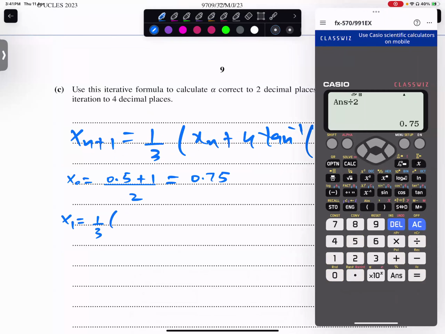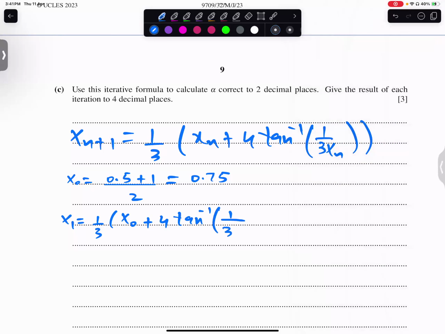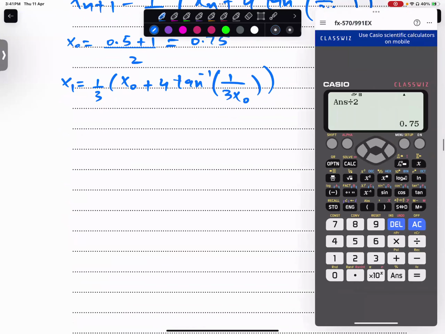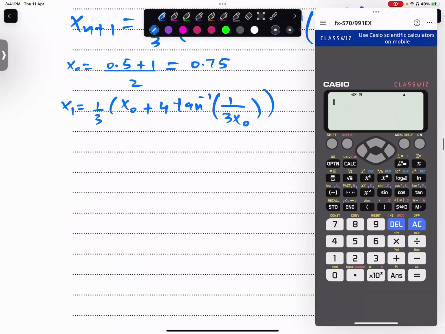Now put n is equal to 0 in the above iteration. So you will get x1 is equal to x0 plus 4 times tangent inverse of 1 over 3x0. Now put this 0.75 in this whole expression. So we have learned the idea of how to do this, but please set your calculator on radians. So let's write 0.75 on the screen and then press equal.